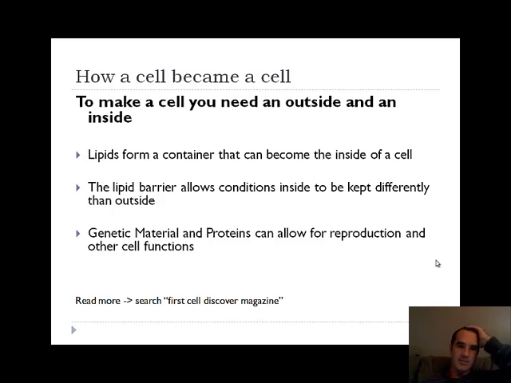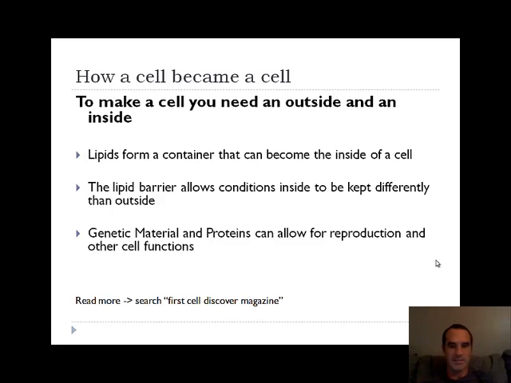So let's break this down. How a cell becomes a cell. To make a cell, you need an outside and you need an inside. So the very first thing that probably would have formed, like the precursor to a cell, was a lipid bubble or some sort of lipid container that could form the inside of a cell. This lipid barrier allows conditions inside to be different than those outside. And that's the very first component of a cell, you have this inside and outside conditions.